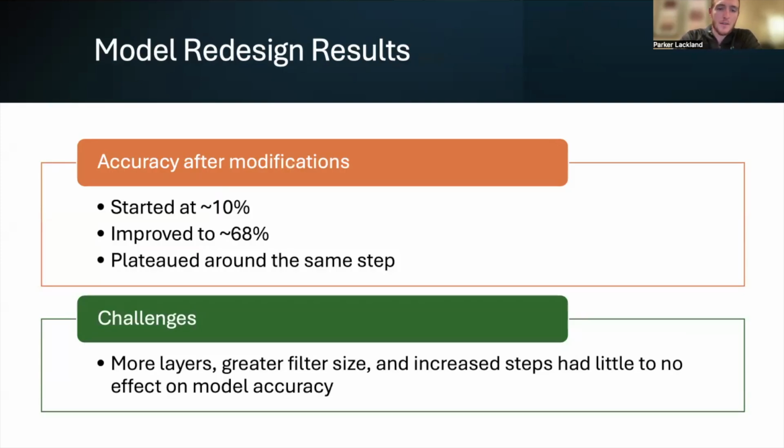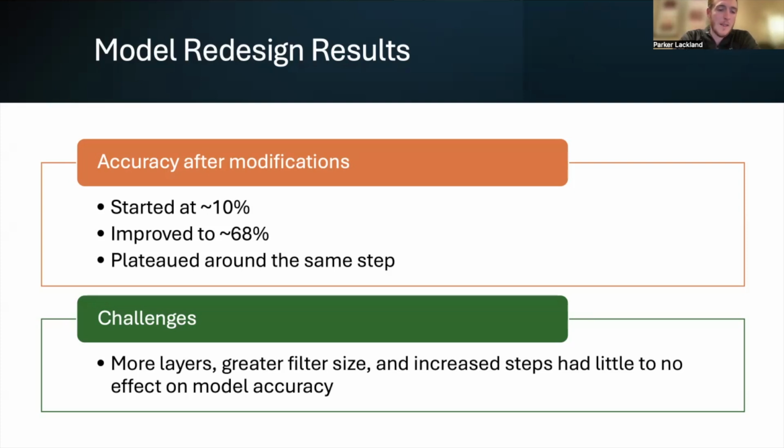So after these modifications were made to the model design, the accuracy metrics showed that it started again at about 10% around the first 100 steps. It improved to similarly about 68%, maybe a little bit less, plateaued around the same steps, so 4,000 or 4,100 steps. Again, 7,000 steps were used, so it shows that the increase in steps didn't really help the overall accuracy of the model at all. Plateaued around the same space, meaning that it trained for about as long as it needed to train in the first place.